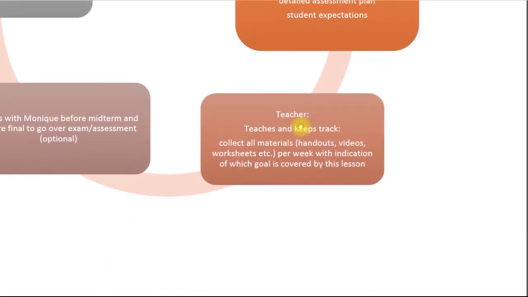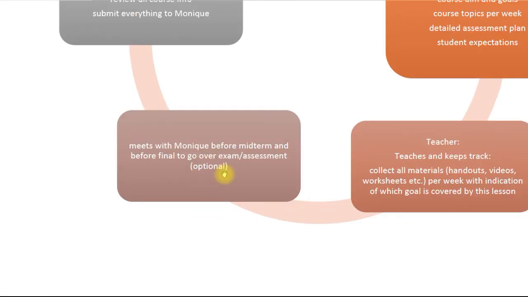Then when teaching, the teacher should keep track of all the materials per week with an indication of which goal is covered by this lesson, just like the curriculum and materials document we looked at before. Next is an optional step, where the teacher may need to meet with Monique before the midterm and final exams to go over the course and how it's gone so far, and see if any changes need to be made to the assessments, and if the assessments are valid and reliable based on the course goals. Again, this is only necessary if requested by Monique.